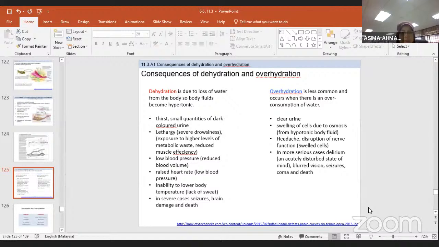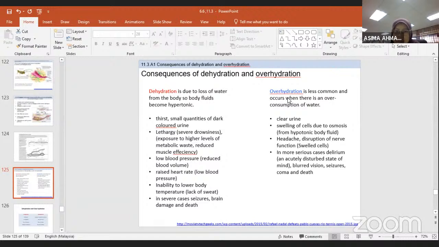Alright, so the first is consequences of dehydration and overhydration. So what is dehydration? Hydration tu apa? Body fluid, no water, become like insufficient water, right? Water level.